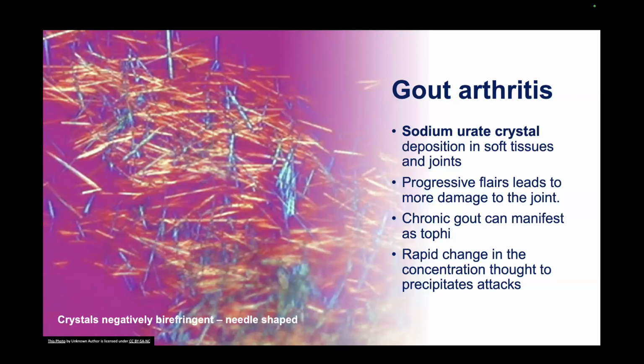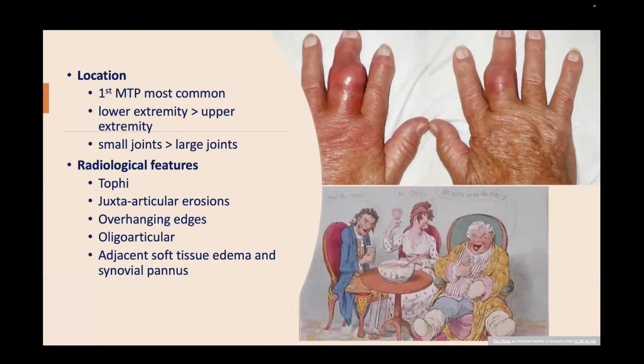I also wanted to highlight that urate concentration in the blood does not necessarily mean that you get acute gout arthritis. Usually it's a rapid change in the concentration of urate that precipitates an attack. So it can often be associated with starting a new medication, a patient being dehydrated, or a recent sickness or trauma to a joint, and that can be the thing that causes the active inflammation.